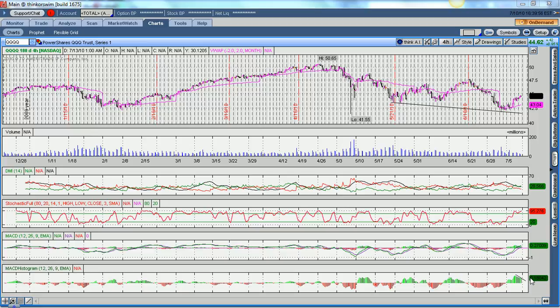I have up a 4-hour, which is one of my favorite charts because it gives you a little bit more detail than the daily, but yet gives you a little bit longer swing view of where you stand. But if you look here at the end of this move, there's another little head and shoulders forming. Here's the shoulder, here's the head, and we're starting the right shoulder.